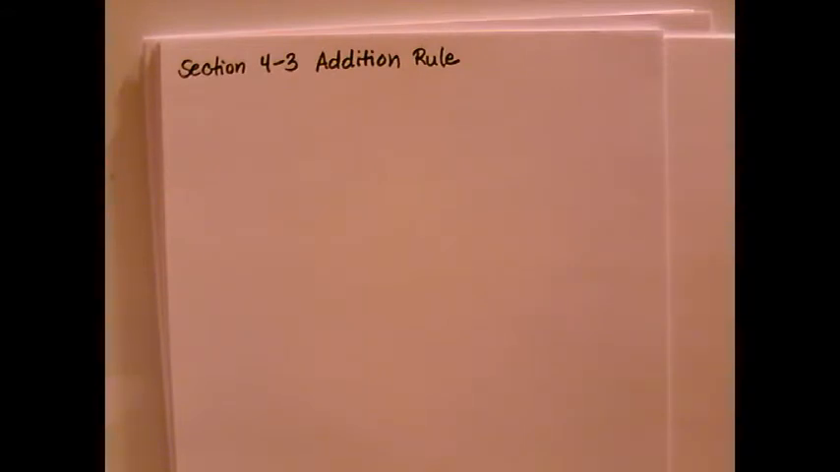Alright, in this video we're going to be looking at the addition rule in probability. And we'll look at the intuitive addition rule and the formal addition rule. We'll talk about disjoint or mutually exclusive events. And then we'll talk about complementary events that are related to the addition rule.